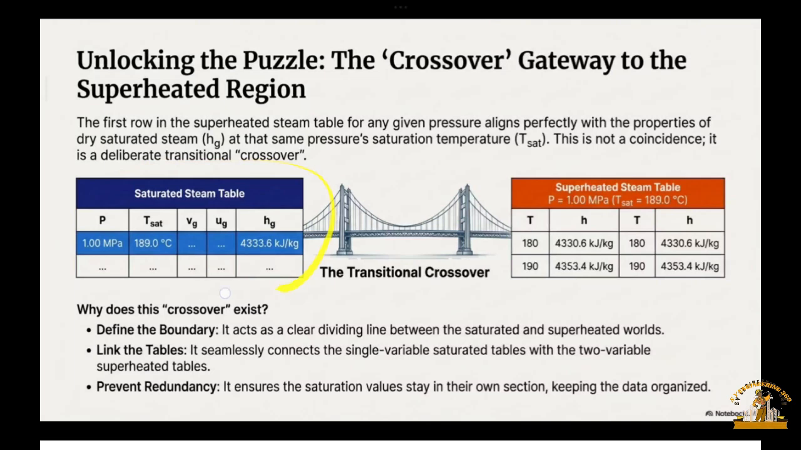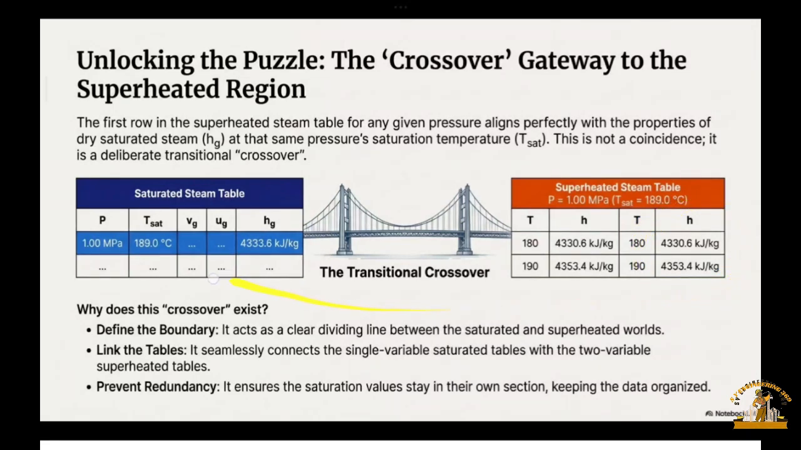In this saturation steam table, we know the pressure is 1 megapascal and the temperature is 189 Celsius. We don't need to know about the Vg and the internal energy of the gas. We're gonna talk about the enthalpy the most, because this is the most important to us. The enthalpy in the superheated steam table is kind of the same if you compare it. This is very interesting.